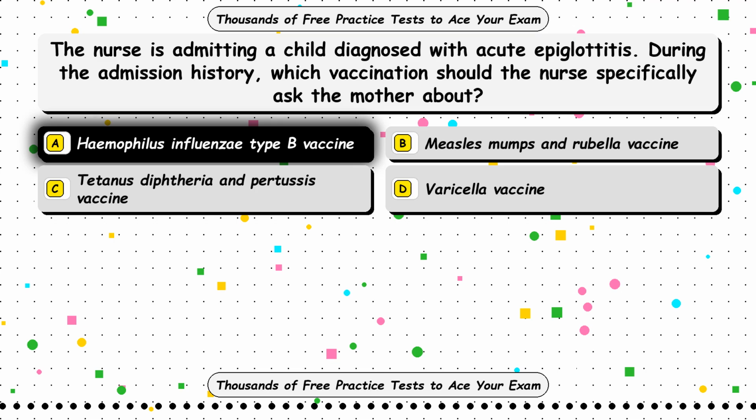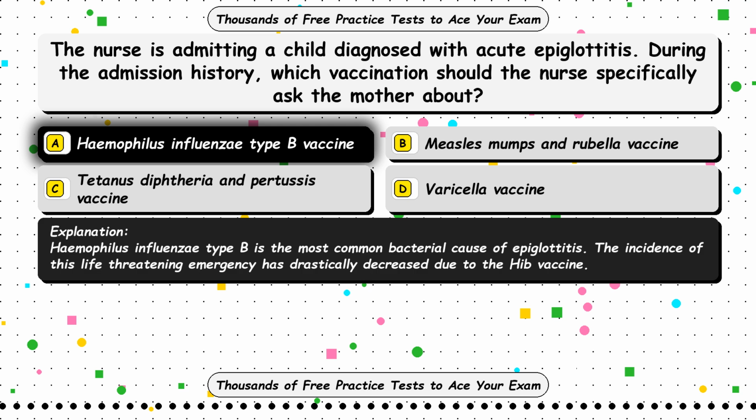The correct answer is option A, Haemophilus influenzae type B vaccine. Haemophilus influenzae type B is the most common bacterial cause of epiglottitis. The incidence of this life-threatening emergency has drastically decreased due to the HIB vaccine.